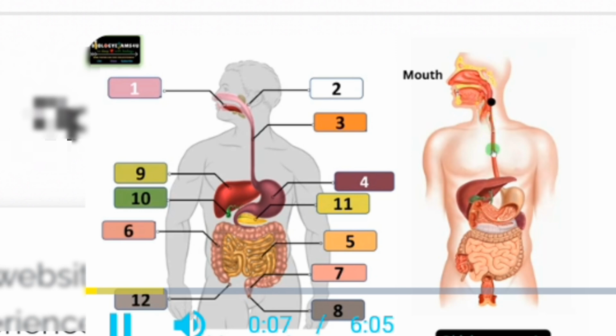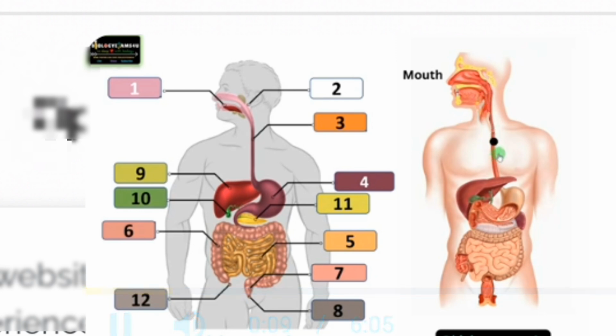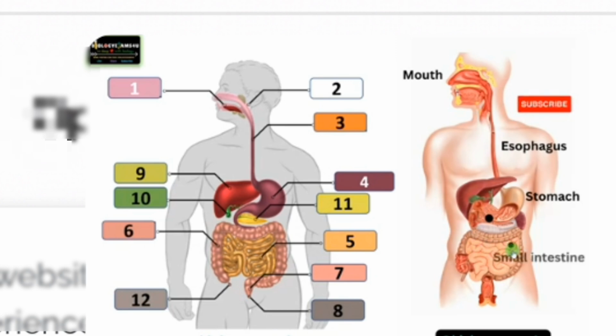Mouth. Then the food moves to the esophagus. Then it moves to the stomach, where it is further digested. Then the digested matter moves to the small intestine, where absorption of nutrients takes place. Then it enters the large intestine, and the waste is removed through the anus.